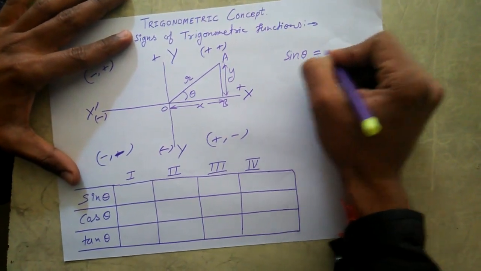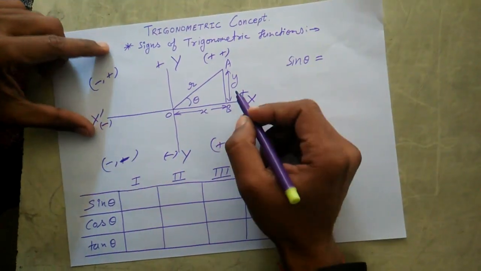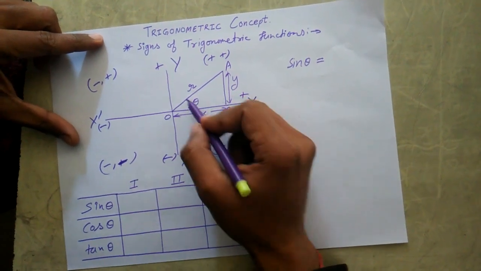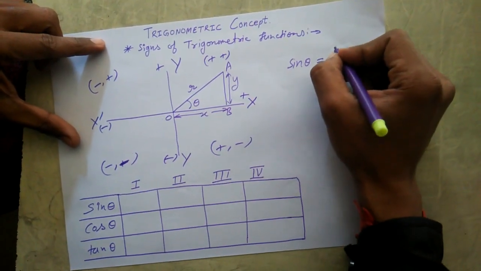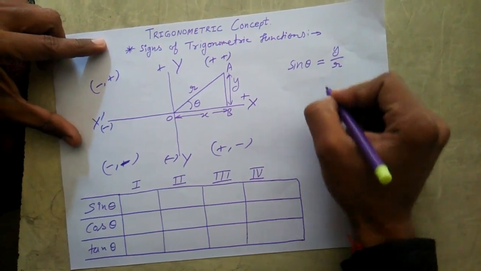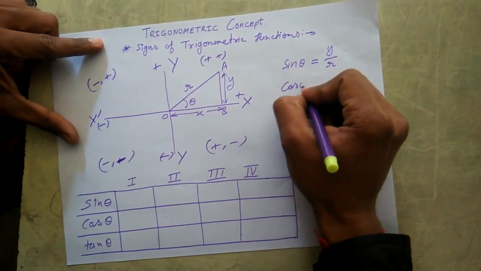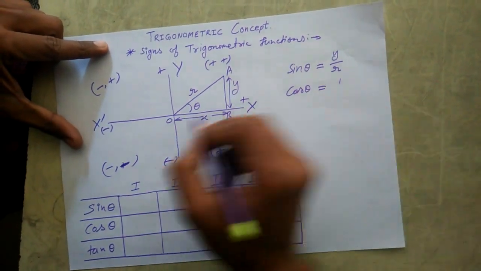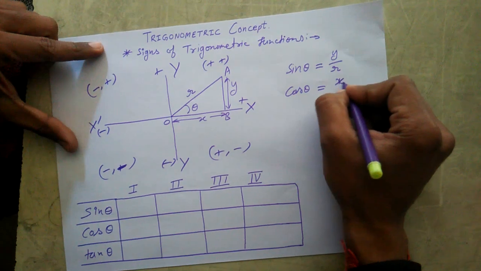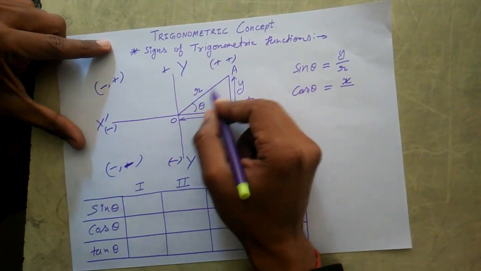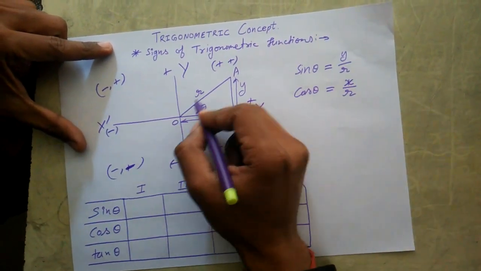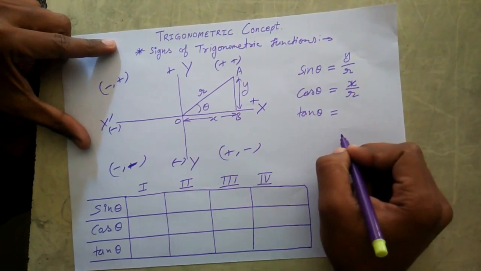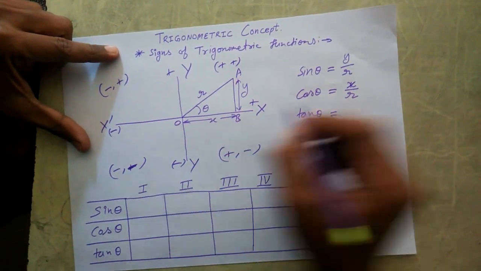Sine theta, as you already know, what is sine theta? Sine theta is perpendicular over hypotenuse. And cos theta is what? Base over hypotenuse. And base is what? X. X divided by what? Hypotenuse. Hypotenuse is this R. And tangent theta is what? Perpendicular over base.